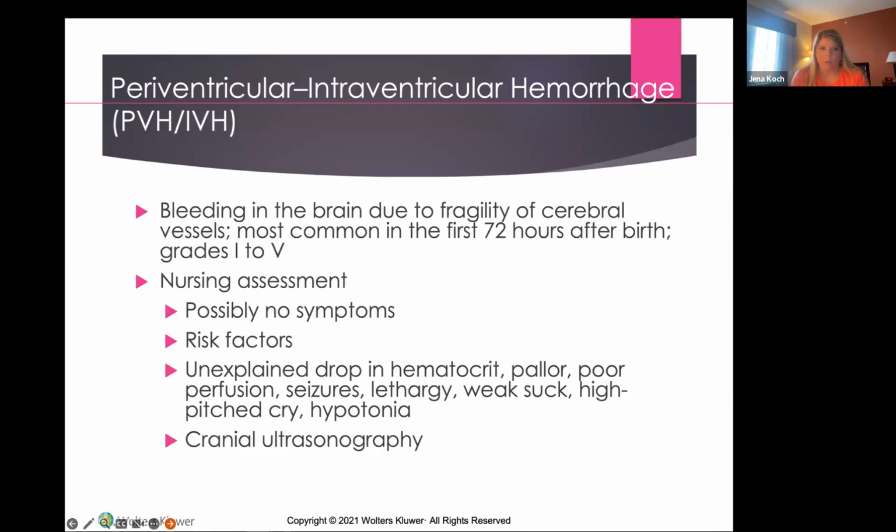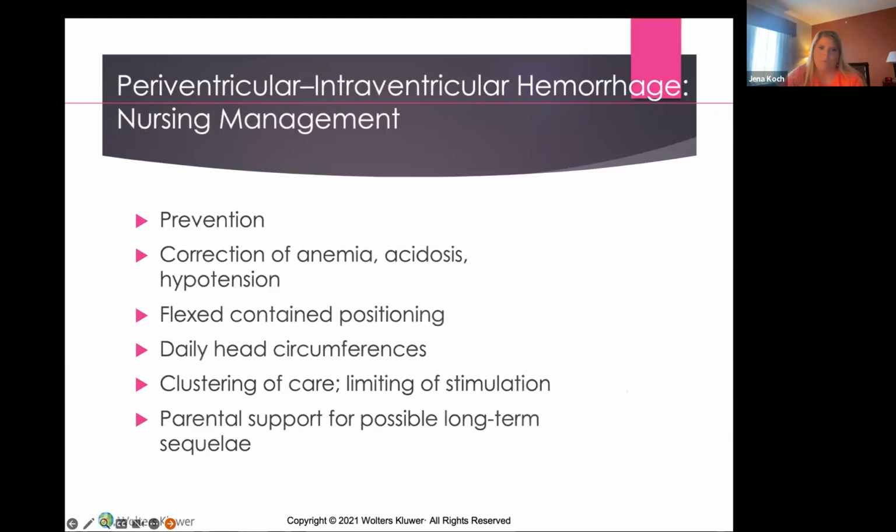They'll do a head ultrasound and take images, and that's where they'll be able to see if there's any hemorrhaging. That's how they'll grade it, depending on the area of the brain and how much is covered. And with IVH, the hemorrhaging on the brain can lead to cyst formation, which means further complications down the road as far as cognitive, learning, and intellectual disabilities. So prevention is number one.